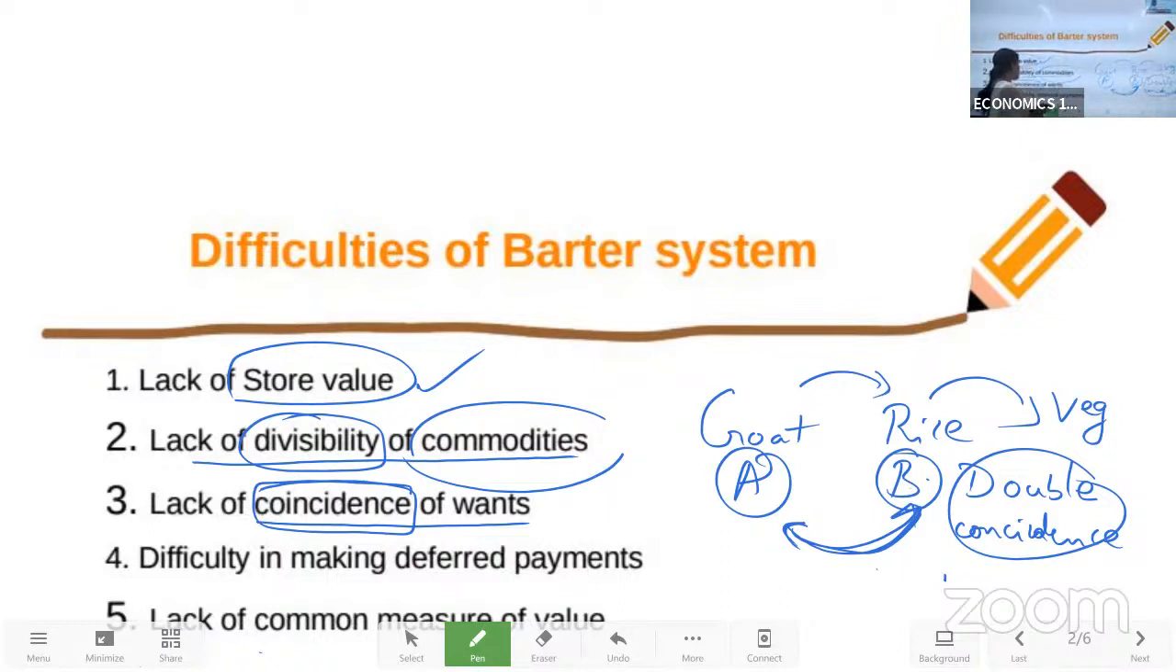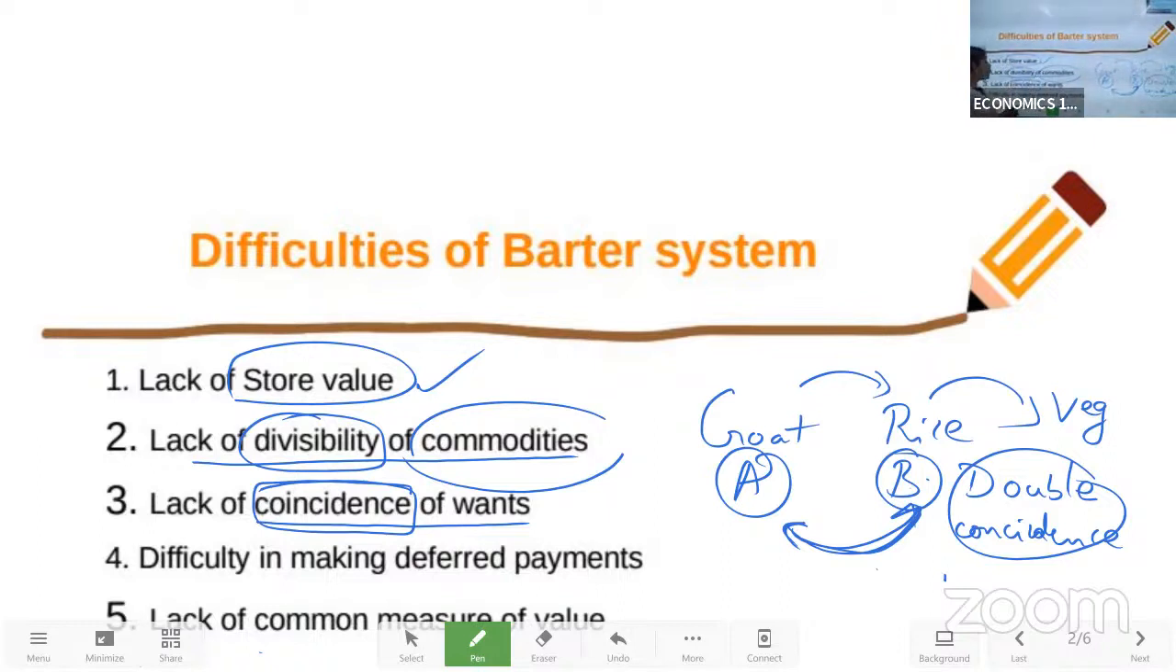Is it clear? So this means that the coincidence of wants under the barter system is not always possible. Sometimes it may be possible, but not every time. Okay, so we have completed three till now. The difficulties: one is storing value, the second is divisibility of the commodities, and the third is coincidence of wants. I hope it's clear to all.